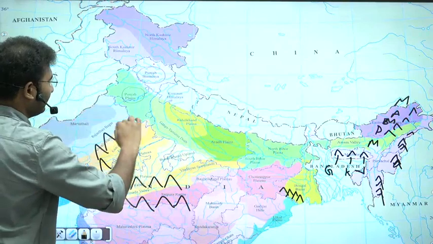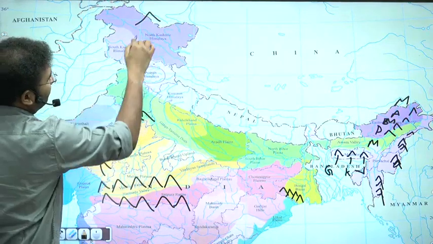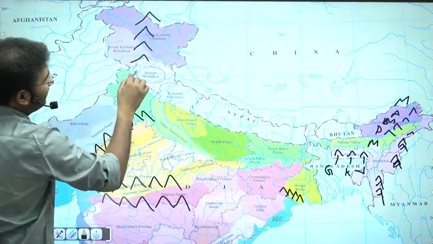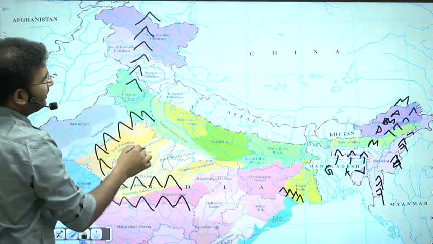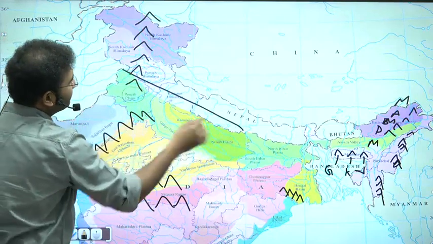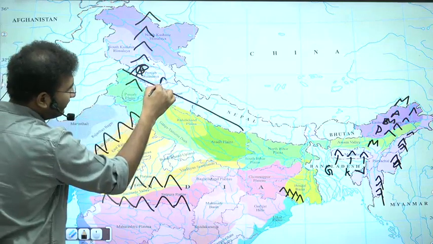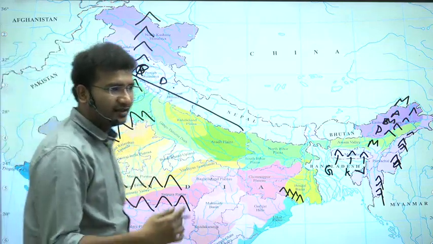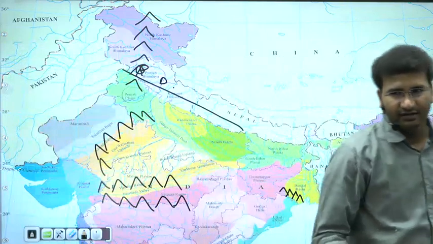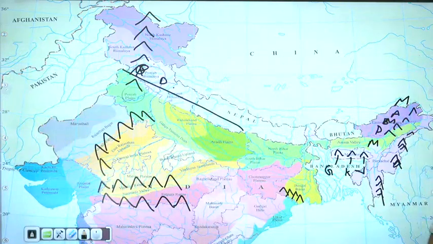Here you have Aravalis. Himalayas: Karakoram, Ladakh, Zanskar, Greater Himalayas, Lesser Himalayas, Shivaliks. The Lesser Himalayas names are Pir Panjal in Kashmir, Dhauladhar in Himachal, and Nagtibba ranges in Uttarakhand. Right? These are the major mountain ranges that you got to learn.